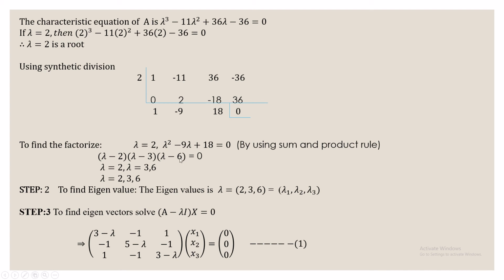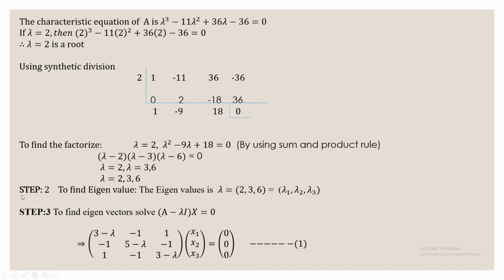Then finally we have to find the roots. Lambda minus 2 equal to 0. Now you can find the lambda value. Lambda equal to 2; it is positive when it goes to the other side. Lambda minus 3 equal to 0, so lambda equal to 3. Similarly, lambda minus 6 equal to 0, so lambda equal to 6. So you get 3 eigenvalues. Why? The given characteristic equation is a cubic, so I get 3 eigenvalues.